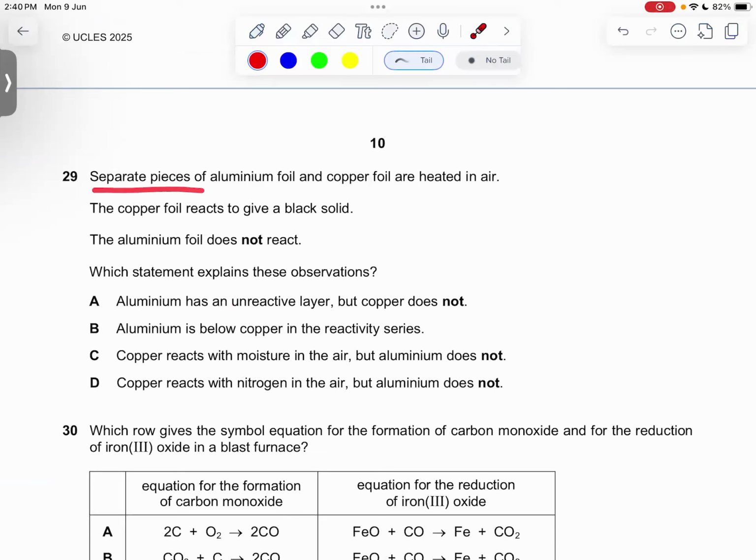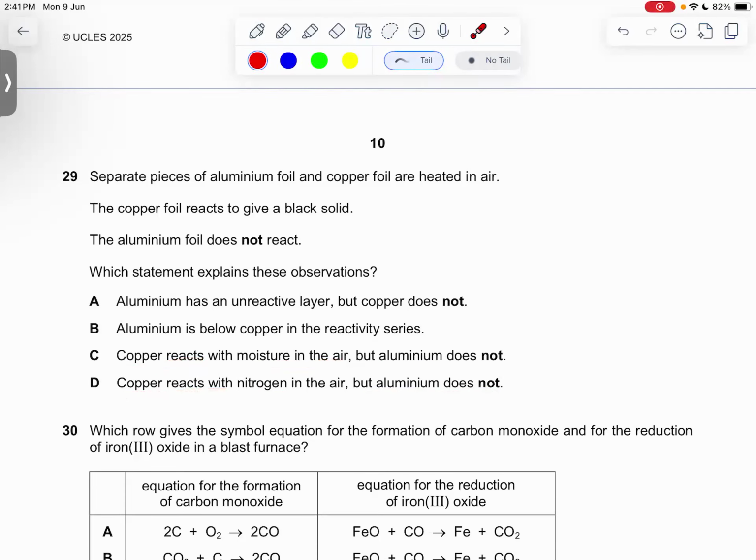Question number 29. Separate pieces of aluminum foil and copper foil are heated in air. The copper foil reacts to give a black solid. The aluminum foil does not react. Which statement explains these observations? Aluminum has an unreactive layer, but copper does not. Aluminum is below copper in the reactivity series. Copper reacts with moisture in the air, but aluminum does not. Copper reacts with nitrogen in the air, but aluminum does not.